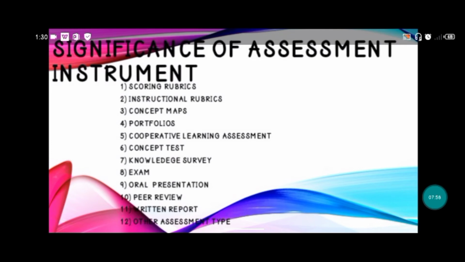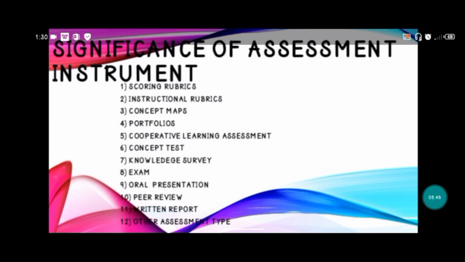So let's move on to the significance of assessment instrument use. Without regard to the category of assessment instrument prepared by the teachers, each instrument, either conventional or authentic, has its own unique significance in determining the learning of the students. Number one is the scoring rubrics. So this would help students focus on content. Number two is the instructional rubrics. This would guide them in developing presentations, written and oral reports.